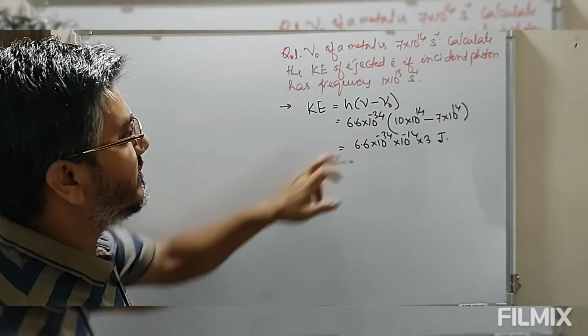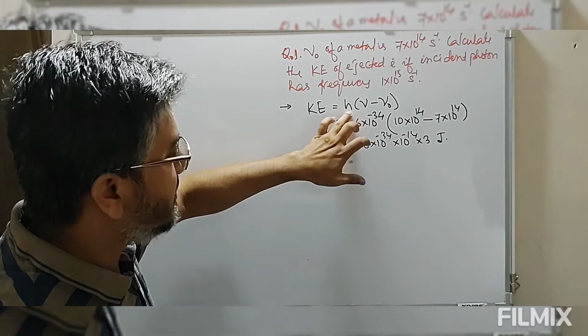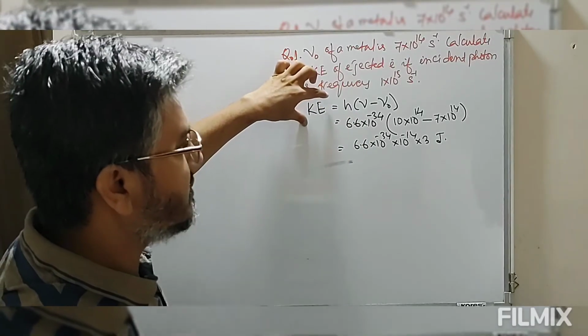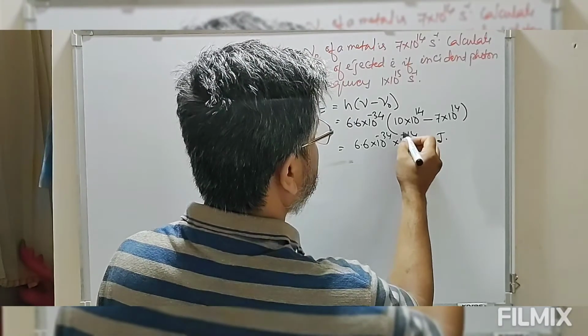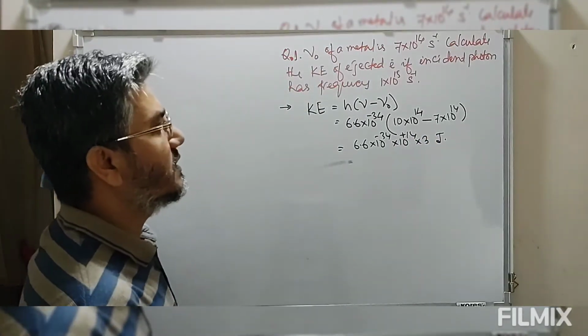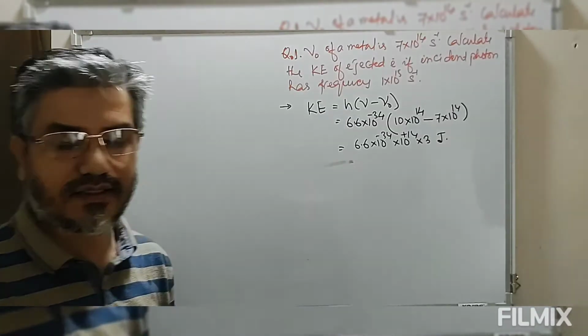Simply look at this. We have been given ν and ν₀, so just take this difference multiplied by h. That gives you the kinetic energy of the ejected electron. So this is positive. So this much energy is possessed by the electrons that are being ejected from the surface of the metal.